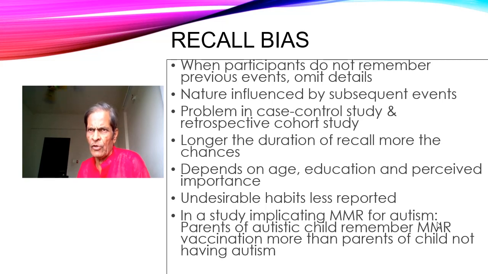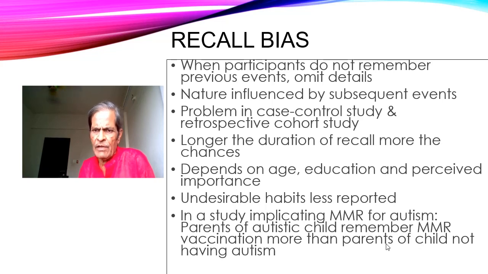When the information given by the women in the study group and the control group was cross-checked with the hospital records, only then was it found that the women whose children did not suffer from autism had not reported the MMR vaccination, whereas the women whose children had suffered from autism had reported the MMR in a better way. So this is a classic example of recall bias and how it can affect a study.